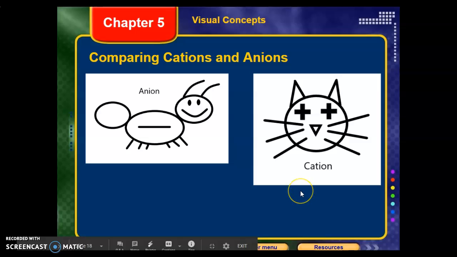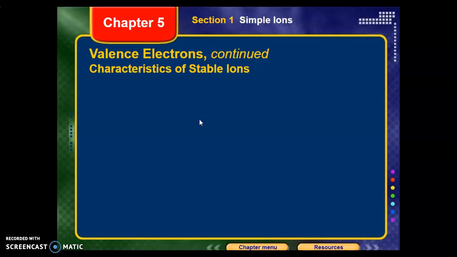And so here's my beautiful illustration to help you remember what cations are and what anions are. So anions are negative because you see it's an ant that has a negative charge on him. And then cations are positive because, you know, you have a cat and it has positively charged ions. And so that's how you remember. The cations are positive and anions are negative.